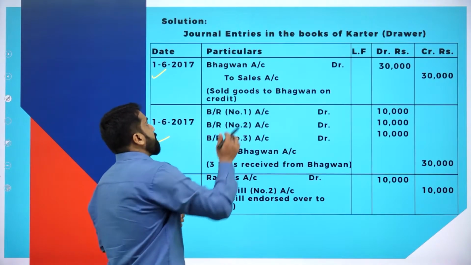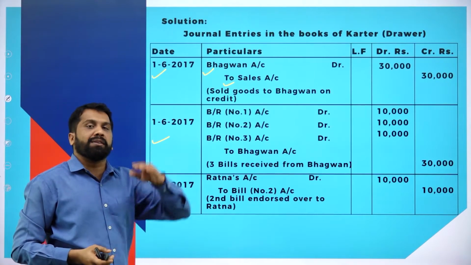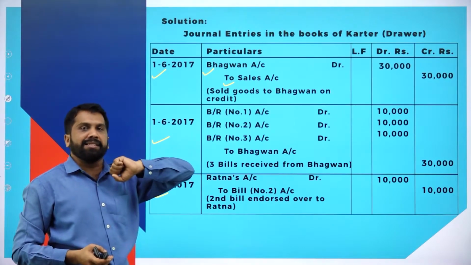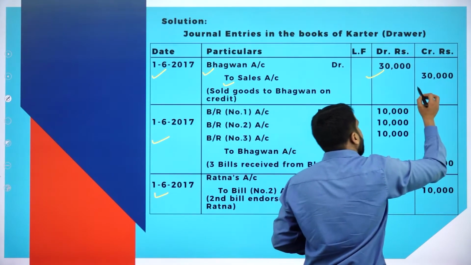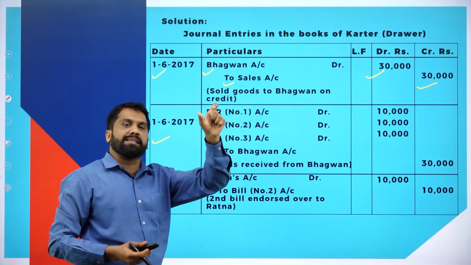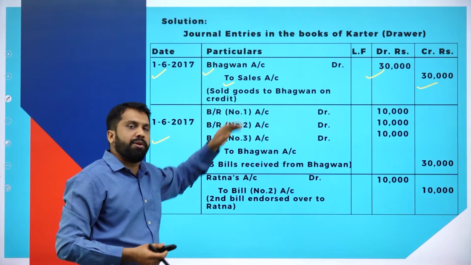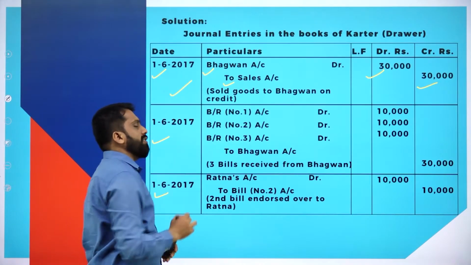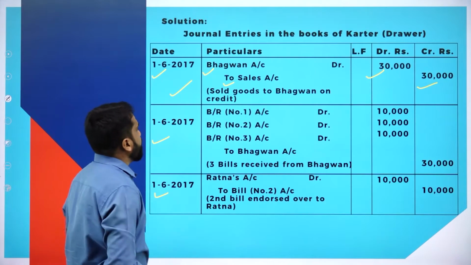Now, buyer is who? Bhagwan. To what? Sales. Bhagwan account debit to sales account. What is the amount? Yes, 30,000 and 30,000. Bhagwan account debit to sales account, 30,000, 30,000. Hope you are clear. Any doubt? Hope there is no doubt in the first journal entry. We'll go for the second one now.